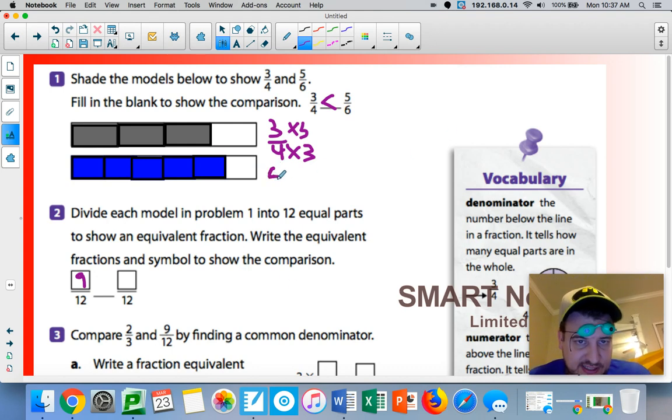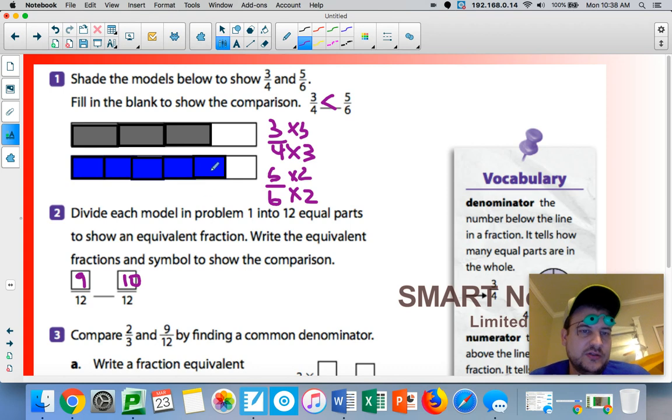So we're going to do the same thing with the other fraction. We have 5/6, and we're trying to get 12 as our denominator. If I multiply the bottom times 2, I have to multiply the top times 2, and that gives me 10. 10/12. They're very close, which my model shows to being the same, but they're not the same. 10/12 is greater than 9/12, which means 5/6 is greater than 3/4.